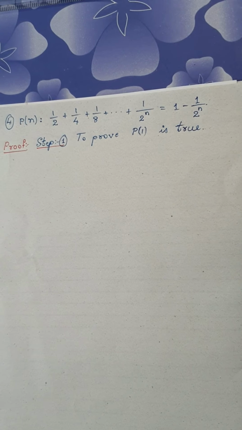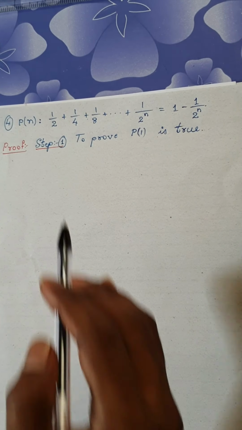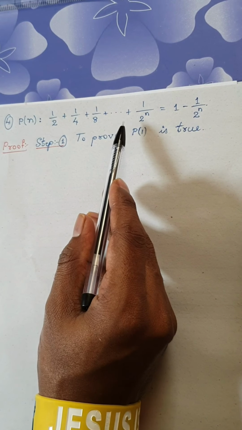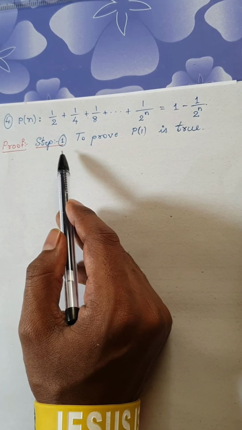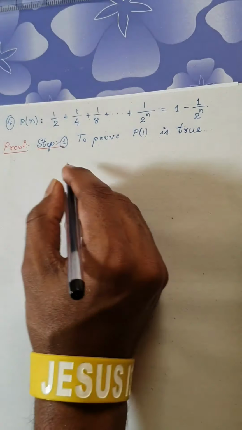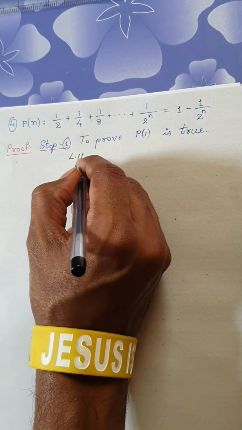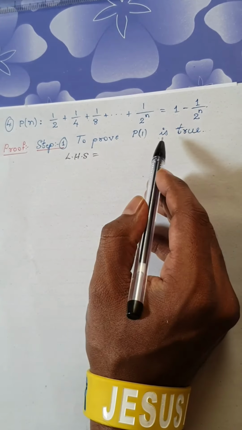So dear students, I told you there are a variety of questions in mathematical induction. So here comes another different question. Okay, P of n is given in this way. Let us directly go on to the process. We can easily prove it. So step 1 is very simple. To prove P of 1 is true.